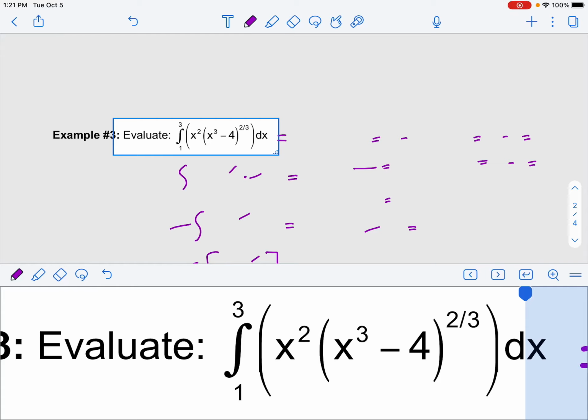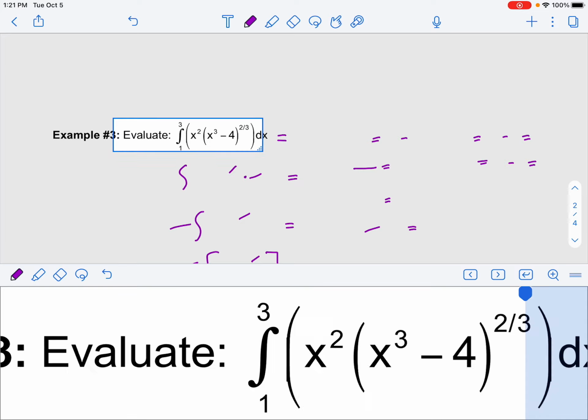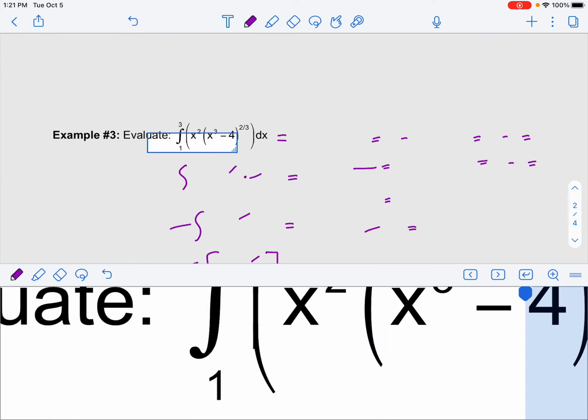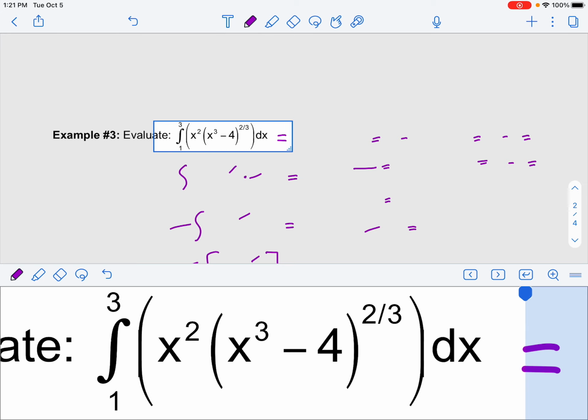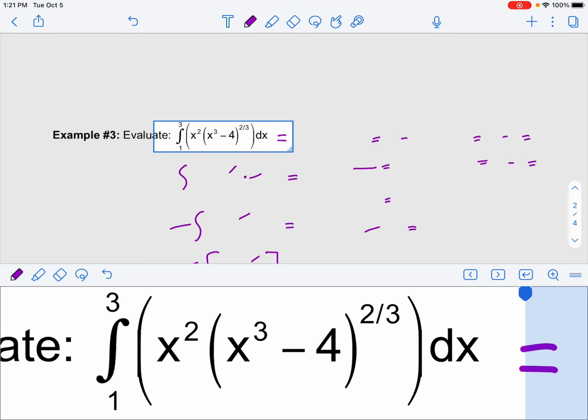Example 3 is our first definite integral that we're going to take a look at, where we're going to be using U-substitution. Now, ultimately, there's two ways to handle the limits of integration on this one. I'm going to be showing you one of those techniques today. So first, let's take a look at my integral. X squared times x cubed minus 4 in that quantity to the 2/3 power.